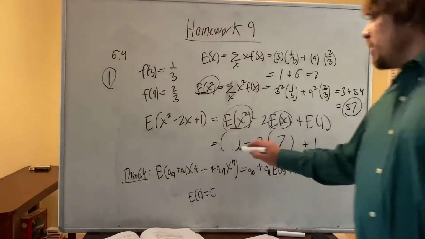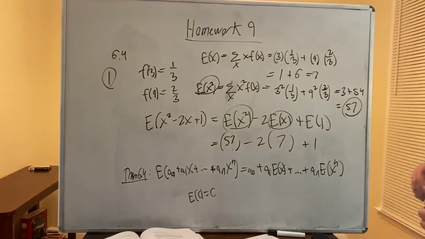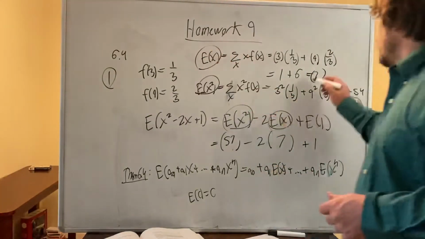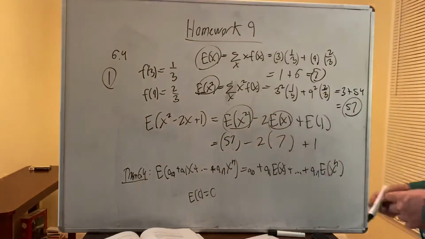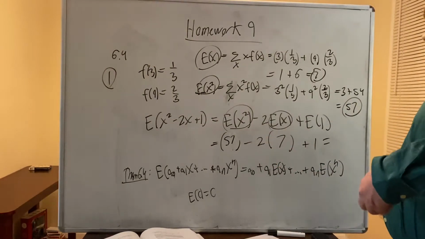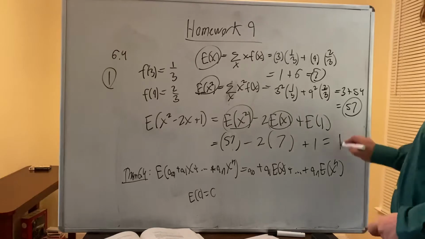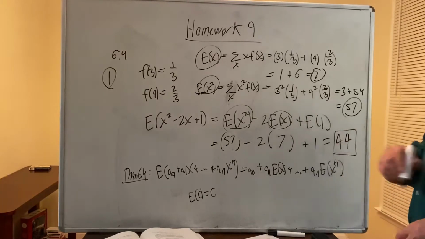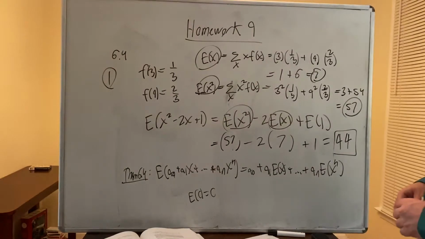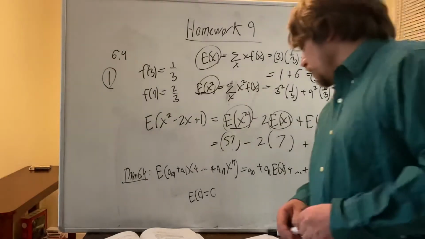Okay, so you plug in 57 for E of X squared. You plug in 7 for E of X. So 57 minus 2 times 7 plus 1, and that's equal to 57 minus 14, which is 43, plus 1, which is 44. And so the answer is 44. E of X squared minus 2X plus 1 is 44. Okay, and so that's number 1.